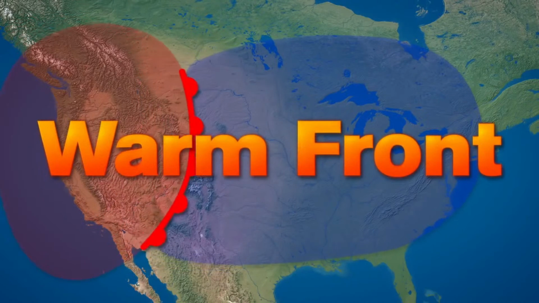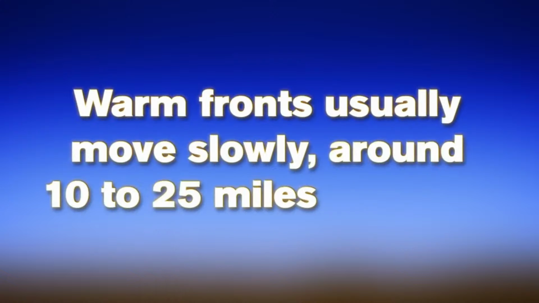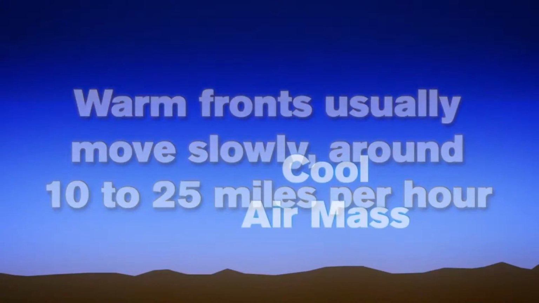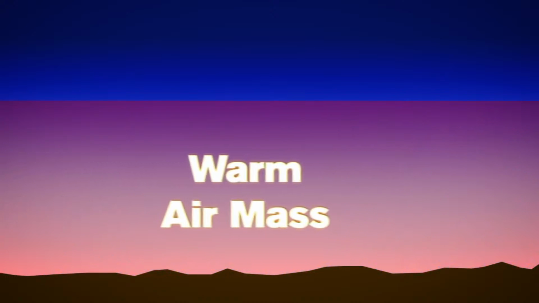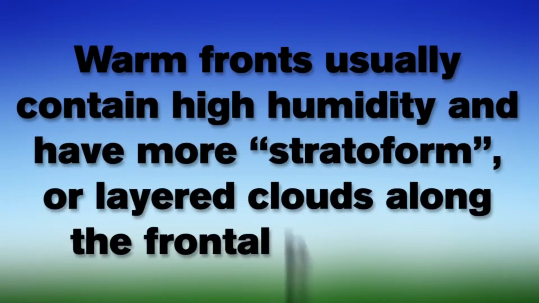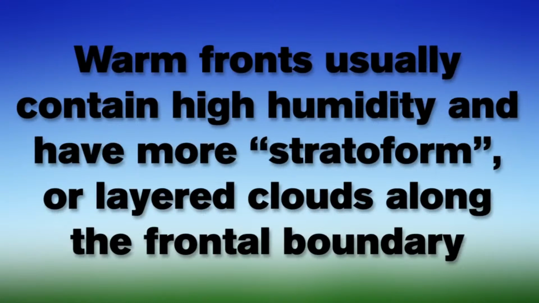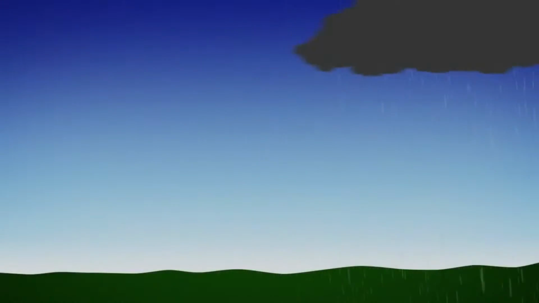A warm front occurs when a warm air mass overtakes an air mass of a colder temperature. Warm fronts usually move slowly, around 10 to 25 miles per hour, and have a gradual slope that will slide over the top of a cooler air mass and move it out of the area. Warm fronts usually contain high humidity and have more stratiform or layered clouds along the frontal boundary. Drizzle and decreasing visibility will be present as temperatures rise. Once the front passes, rain showers are possible, followed by a gradual clearing.